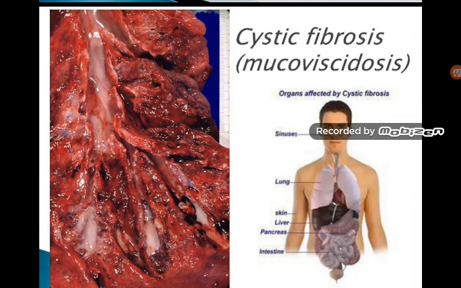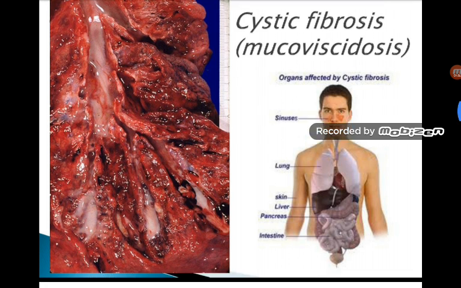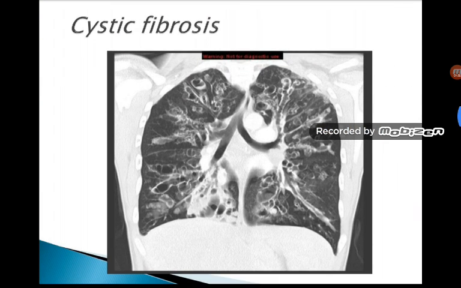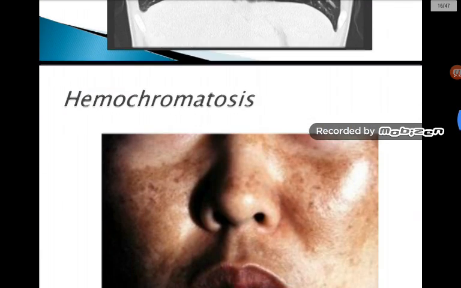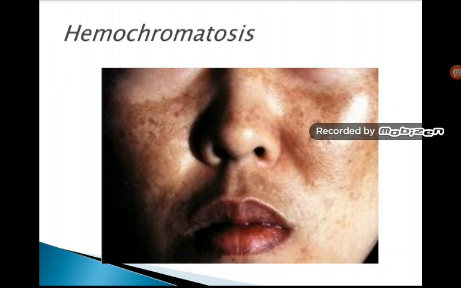Cystic fibrosis, mucoviscidosis. Organs affected by cystic fibrosis: nose, lung, skin, liver, pancreas, and intestine. Cystic fibrosis. Hemochromatosis.